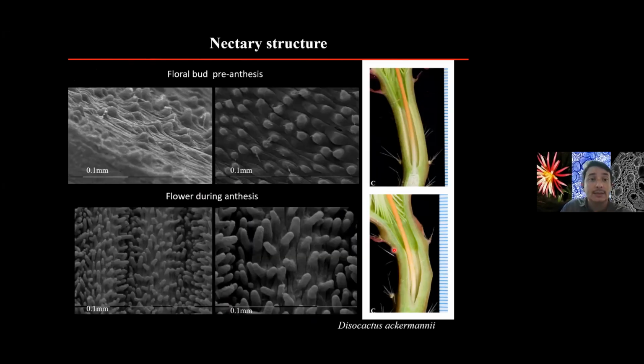And when we look at the surface of the nectary of this nectar chamber, or nectariferous chamber, we found lots of trichomes in the epidermis and also some stomata for the nectar release.